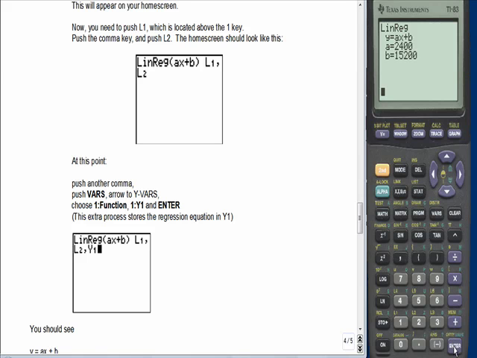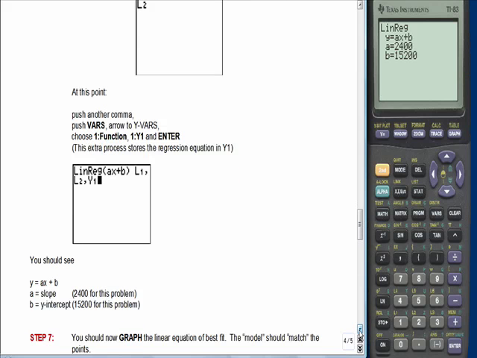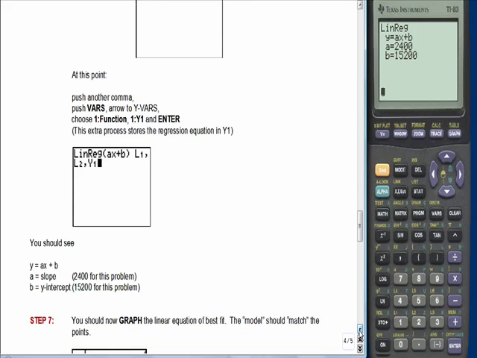Now if I ask for this as an assignment on your piece of paper, I would like to see more than just what's on the calculator. I would like to see you actually write down the equation. So you would write down 2400x plus 15,200 would equal your y. And even better, if the variables are not x and y, I would expect you to put in the appropriate variables.